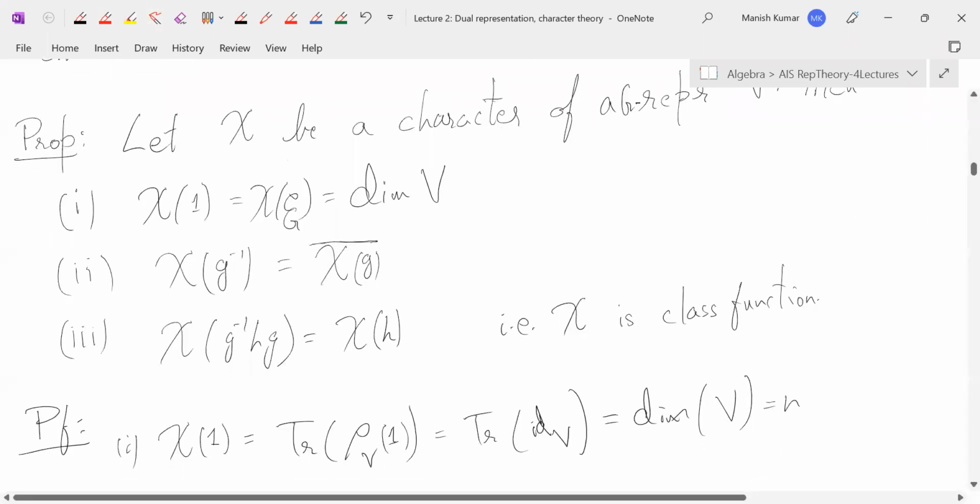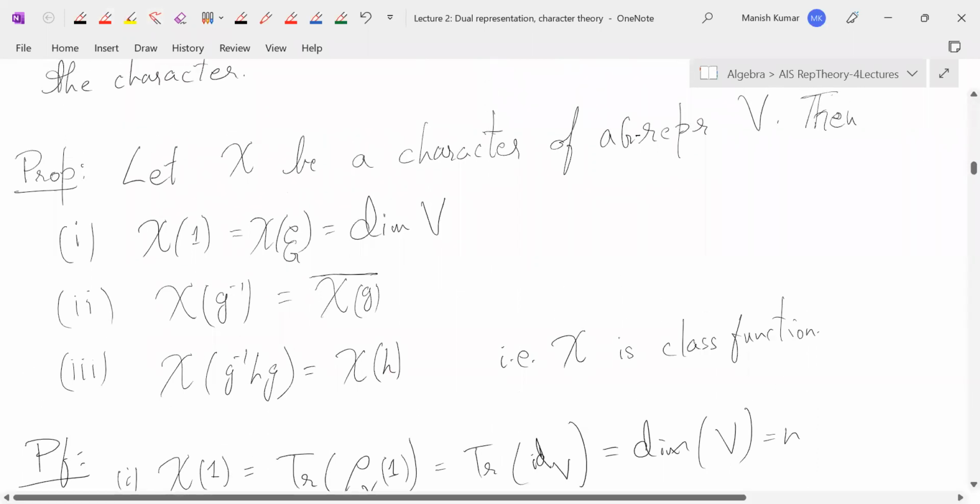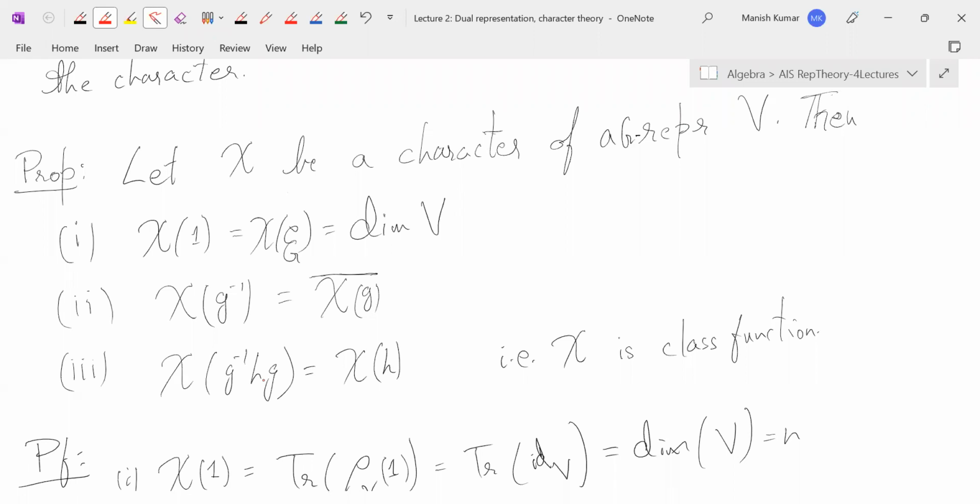Second, chi of g inverse is the same as chi of g bar, the conjugate. We'll see this. And thirdly, chi is a class function. That means chi of g inverse h g is the same as chi of h. Two elements h and h prime are said to be conjugates if h prime is g inverse h g for some g in G. Two elements in the same conjugacy class will have the same character; the character takes the same value on those two elements. That's what number 3 says, or in other words, chi is a class function.